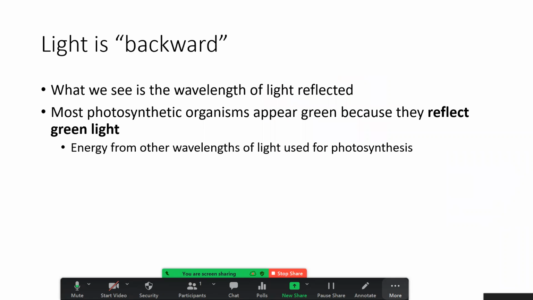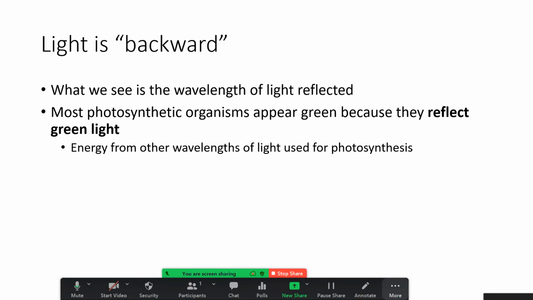And one thing about light, and I have to really think about this all the time because it just makes me kind of crazy. Light is sort of backwards in that what we see is not what is absorbed by something, but what is reflected by something. So the reason that plants appear green, the reason that most photosynthetic organisms appear green, is that they don't use green light. They absorb all the other colors of light and they reflect green. So green is the color that is not used by most organisms for photosynthesis.